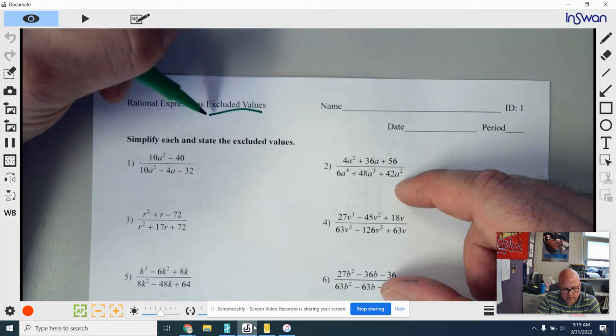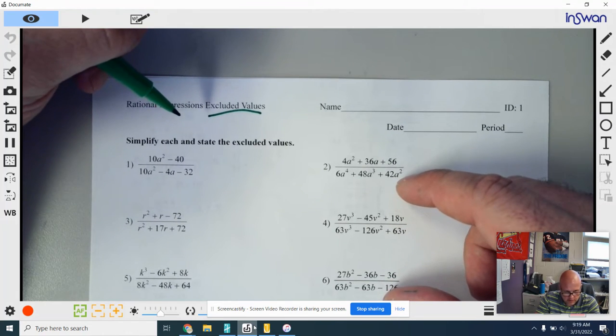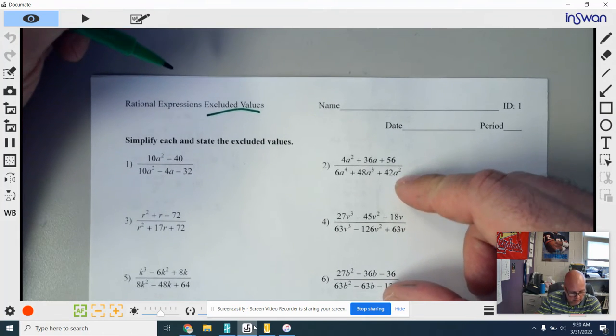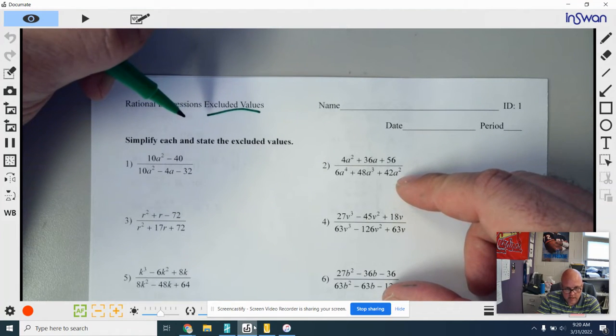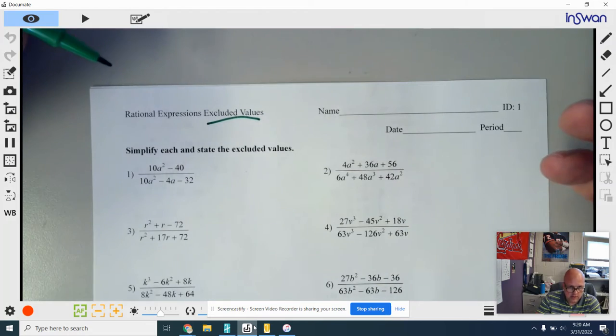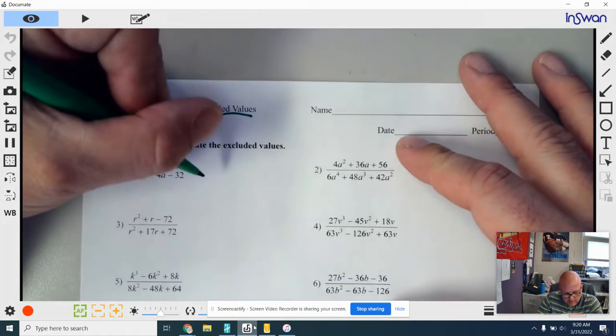So, excluded values are like when you solve the answer, but it looks like it could be the right answer. However, there are certain numbers that you can plug in that would make the denominator equal to zero, and you can't divide by zero because there's a divide by zero error.